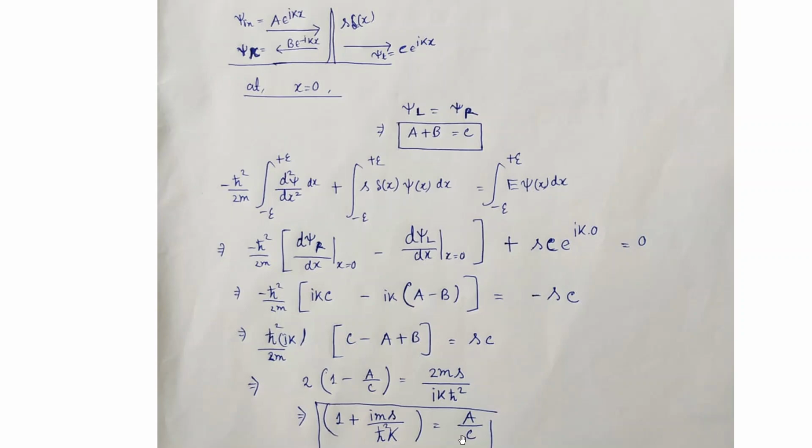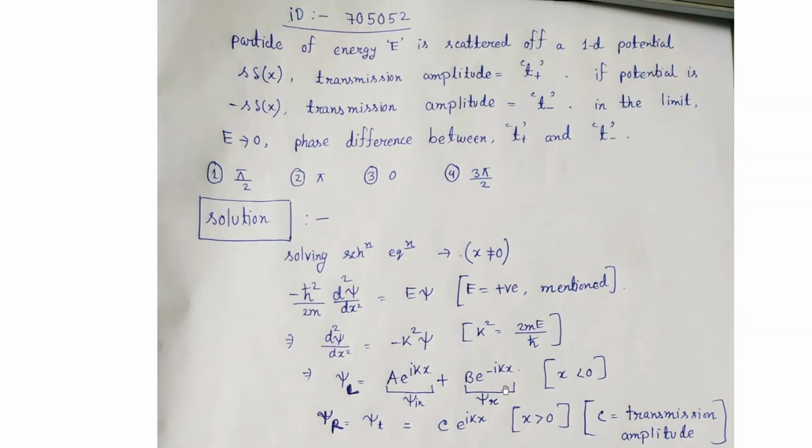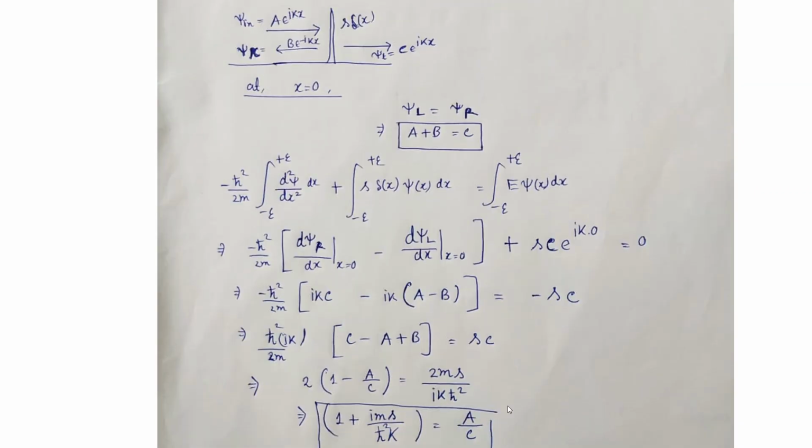I want to mention another thing: where it is C, it is actually T plus. In the question it is mentioned as T plus, but I am writing it as C. And in the final result, I will make this C as T plus, because C is the transmitted amplitude. I already mentioned here, C is the transmission amplitude. So according to the question, this C is T plus actually, but I am writing it as C. Okay, so this is some relation with A and C, and there is an iota term here, so it is clear that it is a complex number.